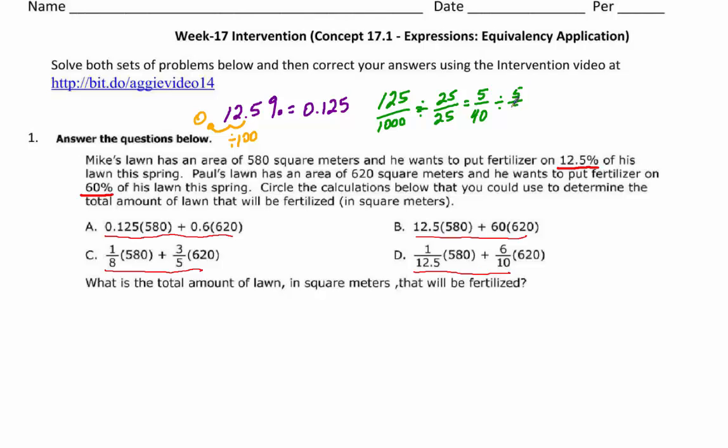That can be divided by 5. Remember, we're doing giant ones here. When I say divide by 5 or divide by 25, what I'm really doing is creating big ones. And we end up with 1/8. So for 12.5%, we have 0.125, and we have 1/8. We have to do the same thing for our 60 over here.